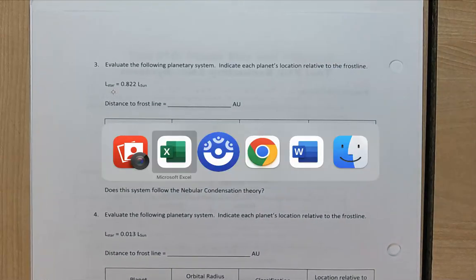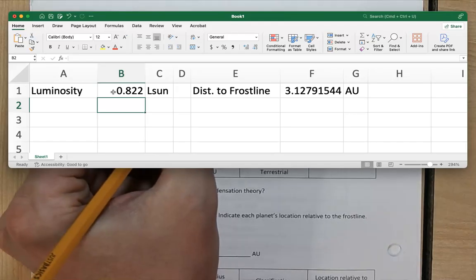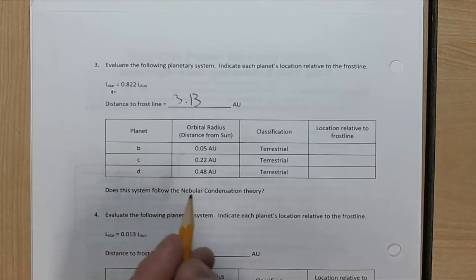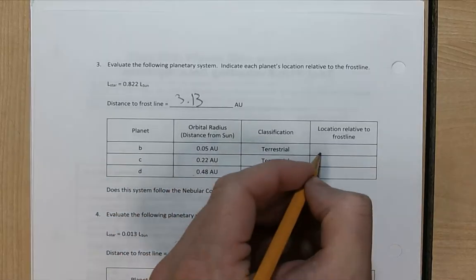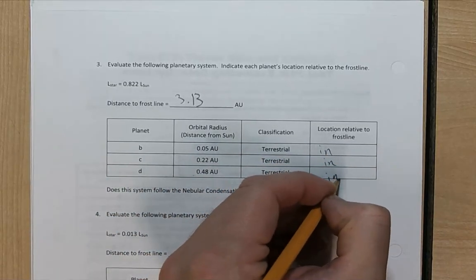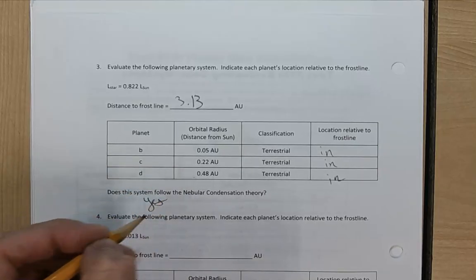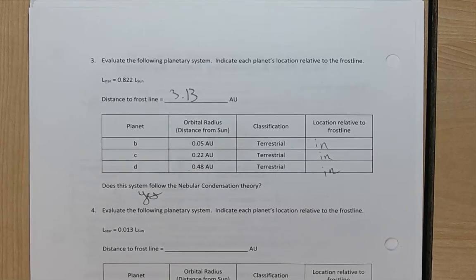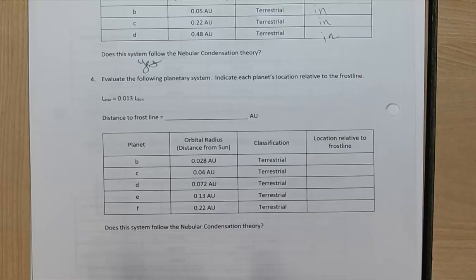All right. 0.822. All right, that's 3.13. All right. So again, that's inside. All right, so those are all inside the frost line. All 3 of them are terrestrial. All 3 of them are inside the frost line, just like the nebular theory predicts. Okay, so this one's making sense. All right. So maybe the nebular theory isn't totally wrong. Maybe we don't need to chuck it out and come up with something from whole cloth. How about this last one here?